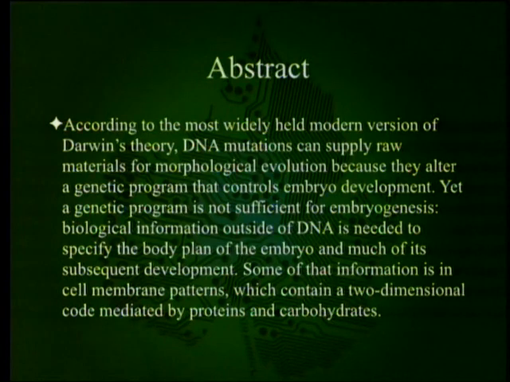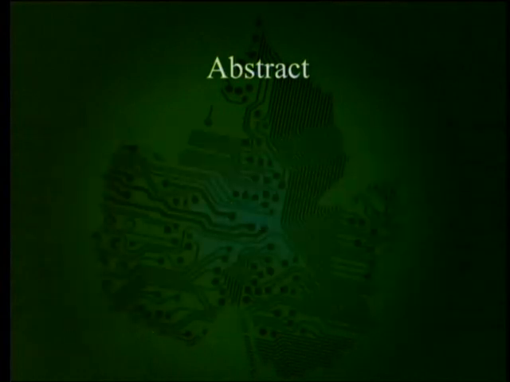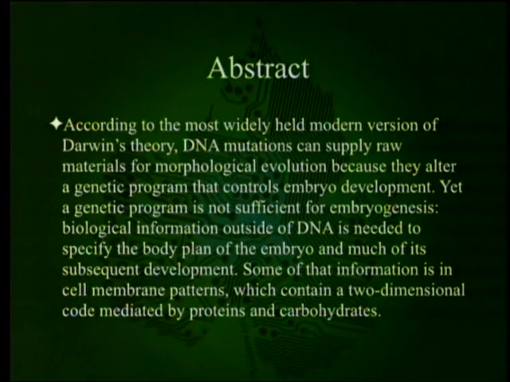The abstract reads, according to the most widely held modern version of Darwin's theory, DNA mutations can supply raw materials for morphological evolution because they alter a genetic program that controls embryo development. Yet a genetic program is not sufficient for embryogenesis. Biological information outside of DNA is needed to specify the body plan of the embryo and much of its subsequent development. Some of that information is in cell membrane patterns, which contain a two-dimensional code mediated by proteins and carbohydrates.